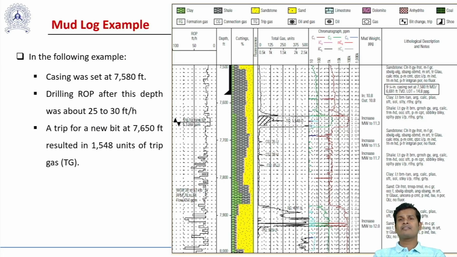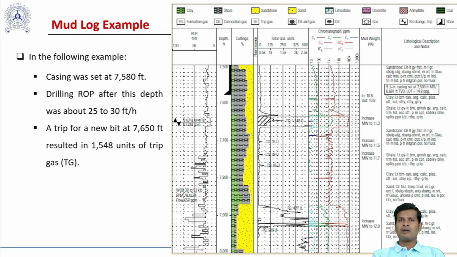Now let us come back to this mud log example again. We have discussed all the analysis which we do in mud logging: analysis for presence of oil, analysis for presence of gas, or the analysis on the cuttings. This all we have discussed. Now we should be able to understand the information printed in the mud log in a better way.